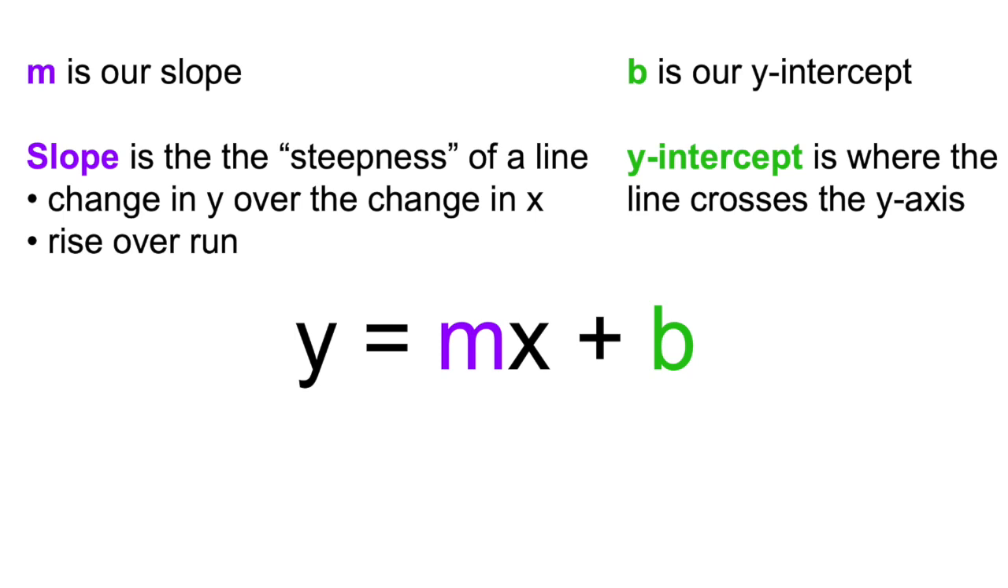B is our y-intercept. This is the y-coordinate of the point where a line crosses the y-axis, or intercepts the y-axis. This will also be some number. In the equation, you will leave y and x as variables. These variables represent a pair of coordinates that exist on a particular line.